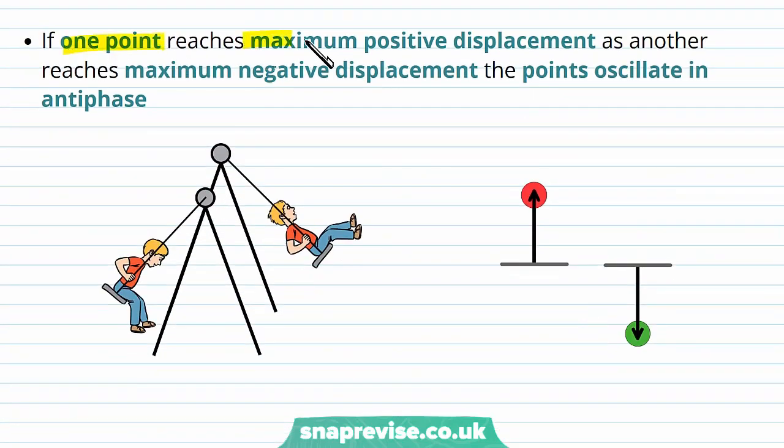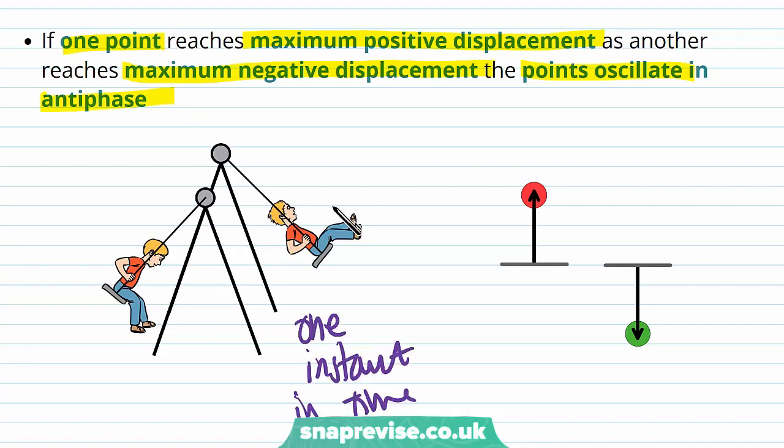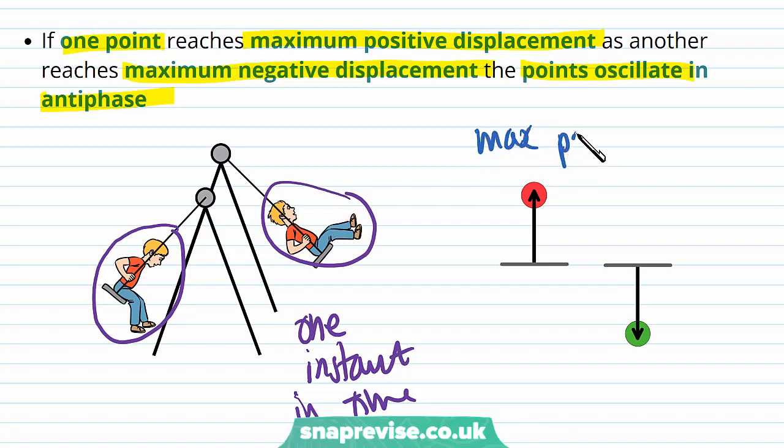If one point reaches maximum positive displacement as another reaches maximum negative displacement, the points oscillate in antiphase. So now let's consider the 2 children at this different instant in time. We can see that this child here is at his highest point on the swing in one direction, and that this child here is at its highest point in the swing but in the opposite direction. So we say that the first child has a maximum positive displacement, and the second child has a maximum negative displacement. So we're still using the red and green circles to represent the children.